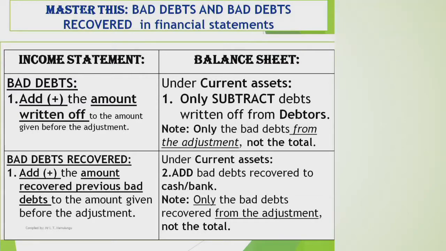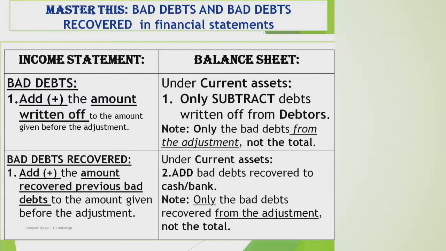you should also master this income statement. How do we treat the bad debts? It is in the income statement as an expense. Bad debts recovered is in the income statement as an income. In the balance sheet, the bad debts are subtracted from debtors. Okay, don't forget that one.